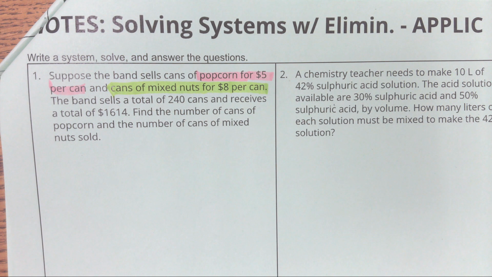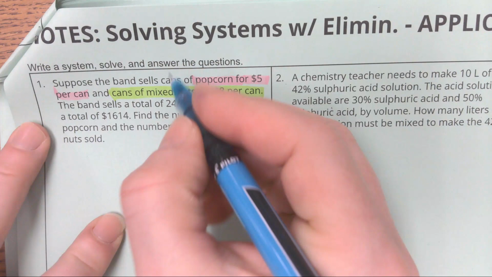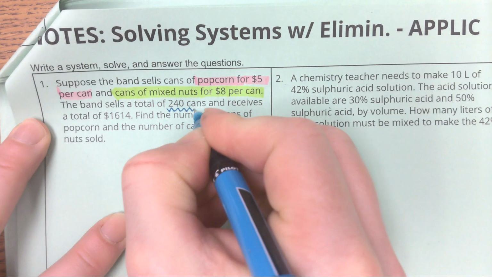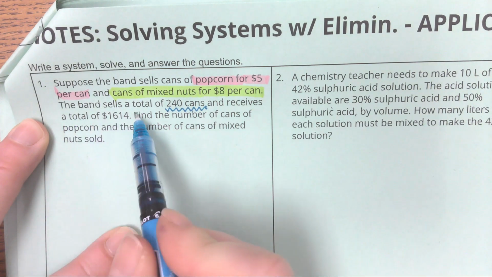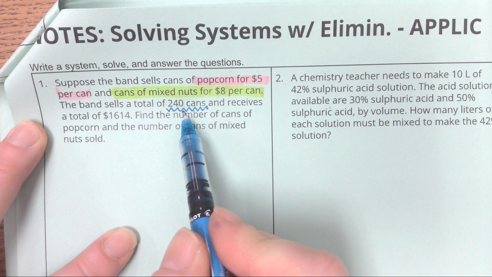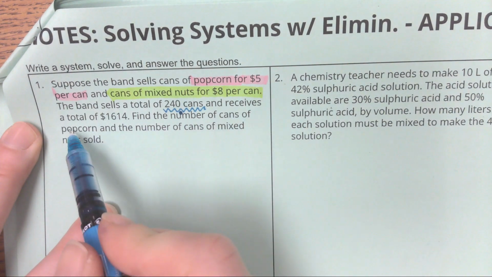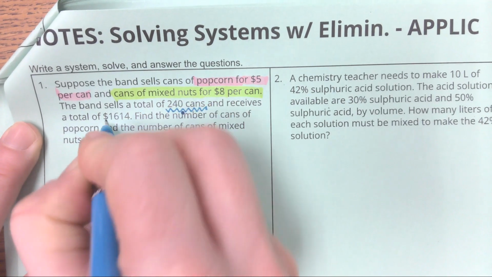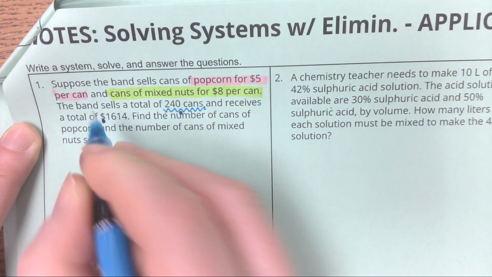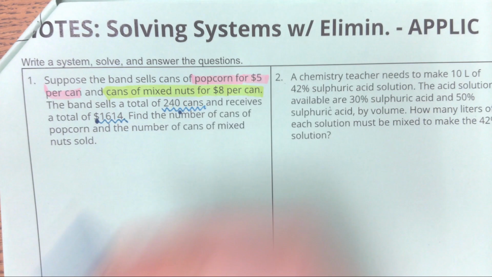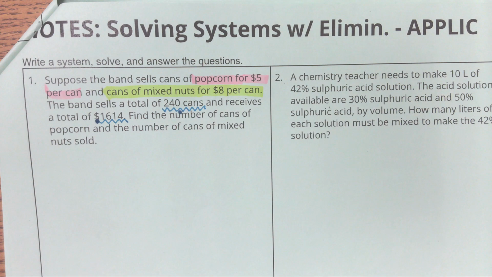So then I see two different totals here, and those two totals are going to help me find my two equations. The first total I see is the 240 cans. The band sells a total of 240 cans. The second total I receive, it's a total of, what's in front of this? What am I pointing to right there? Money. So this is the total money. So one of our equations is going to be the total cans of things sold, and the other equation is going to be the total money.